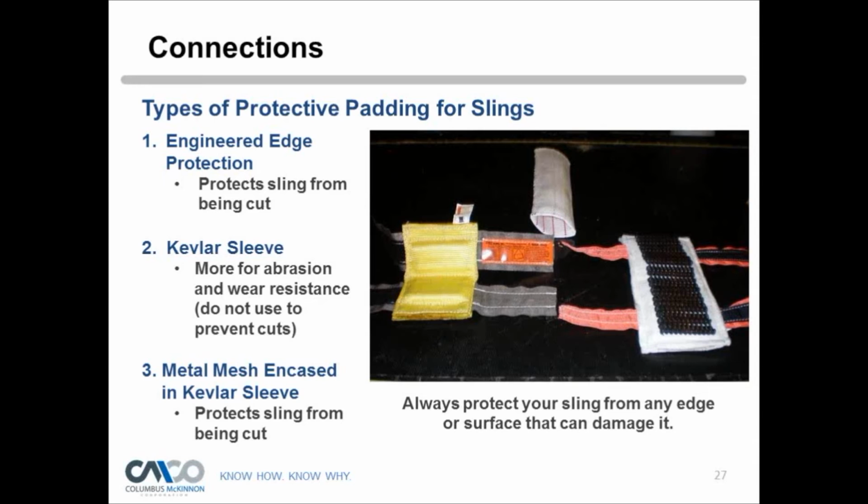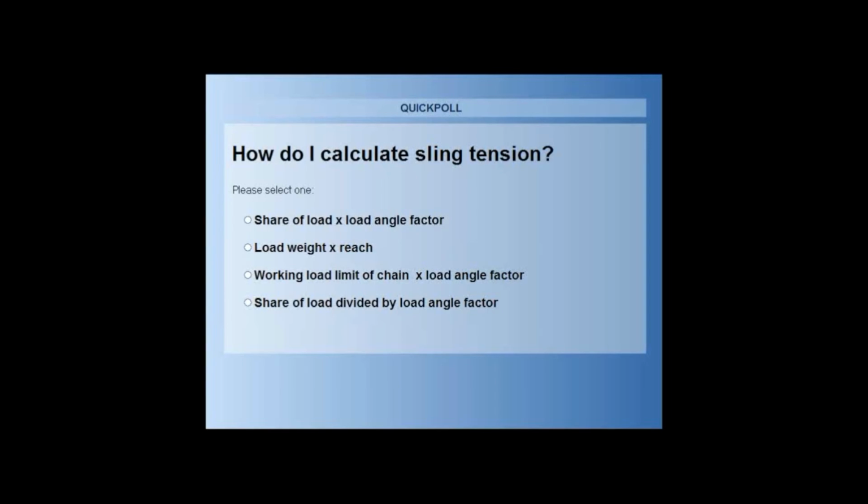I wanted to do one more quick polling question, if you don't mind. This polling question is, how do I calculate sling tension? We're just trying to get a feel from the audience. Do I calculate it by share of load times load angle factor, load weight times reach, working load limit of chain times load angle factor, or share of load divided by load angle factor? Again, if you all could please vote, that would be great.